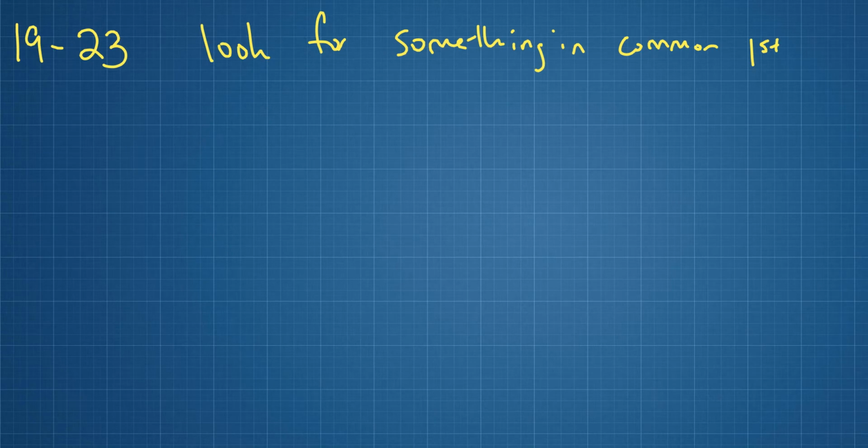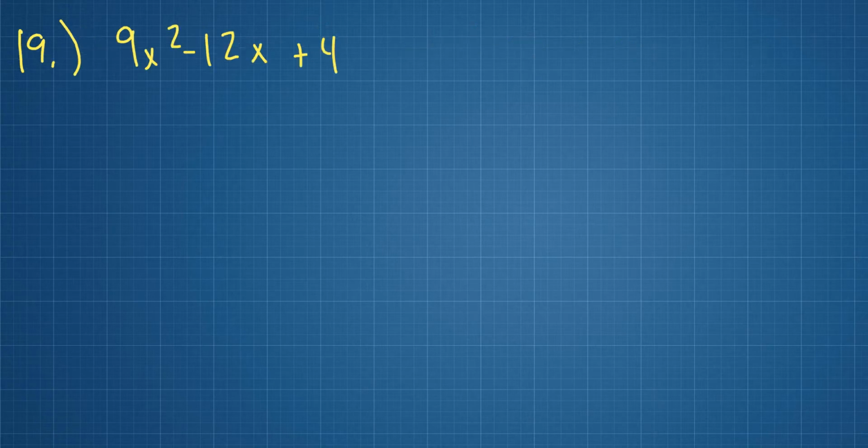In numbers 19 through 23, you must look for something in common first. You should always do that, but I'm trying to give you a heads up that you should probably really do it in this one. Now actually, number 19 doesn't have anything in common. So remember, they're both perfect. 9 is perfect, so I'm going to do 3x and 3x. 4 is perfect, 2 and 2.